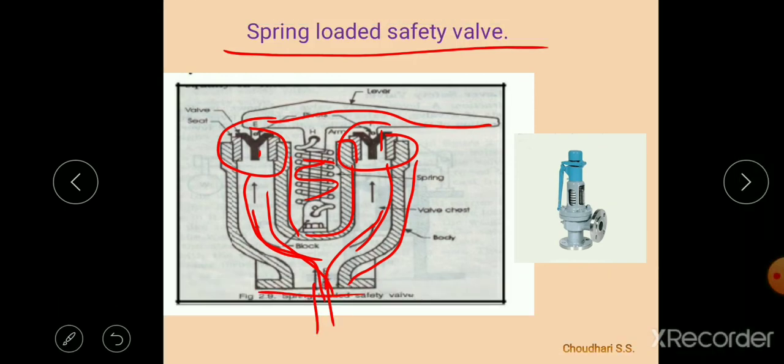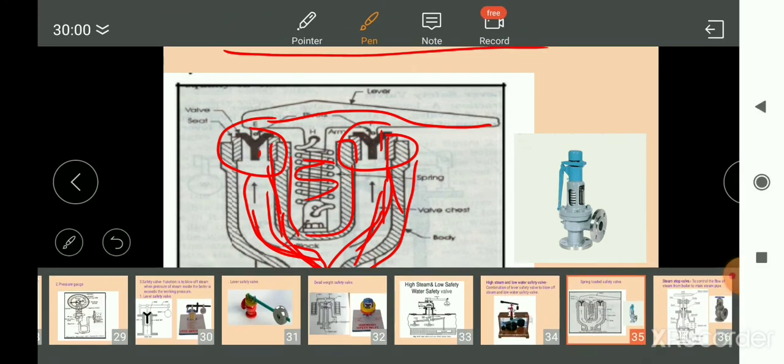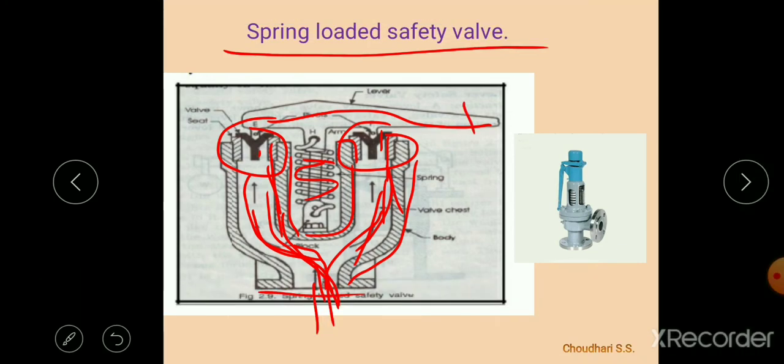So in normal operating condition, this valve is in closed position. When steam pressure exceeds the normal pressure, these valves open and they do the work against the spring force. So the lever is open, the lever is moving upward, and steam escapes through this safety valve to the outside.